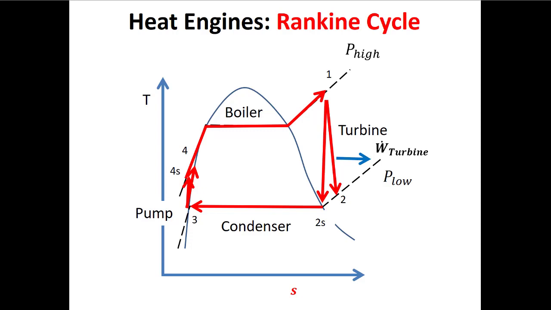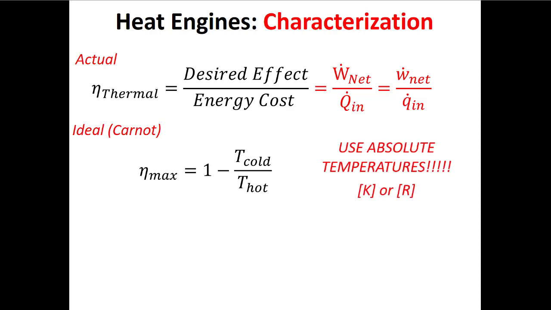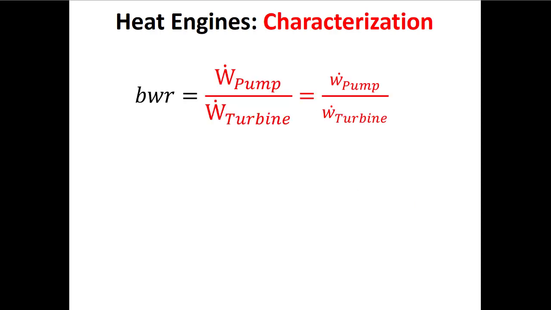So we're trying to produce power from the turbine, and then we cool down the steam that comes out of the turbine so that we have a liquid. We use a pump to increase the pressure of that liquid, and then we use the boiler or steam generator to get steam and boil that high pressure liquid. Then we can go back into the turbine. So my actual thermal efficiency is going to be the net power divided by the heat in. My ideal performance, or my Carnot engine performance, is going to be 1 minus T cold over T hot, using absolute temperatures.